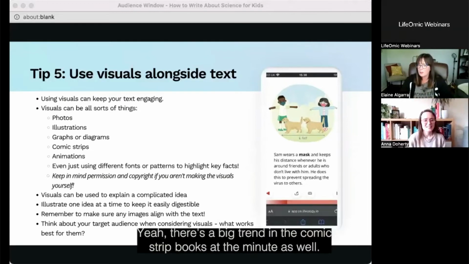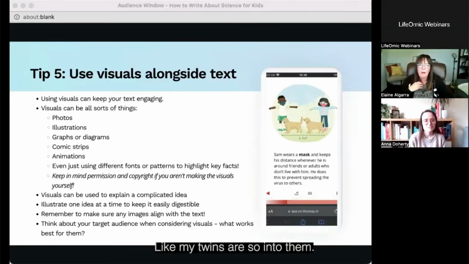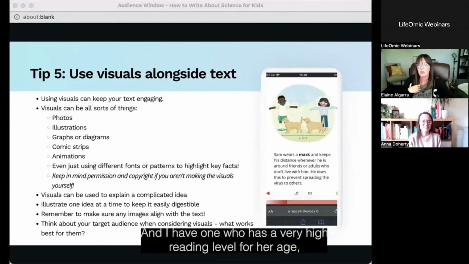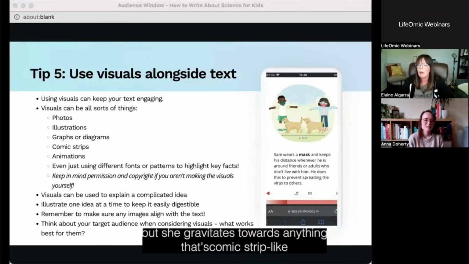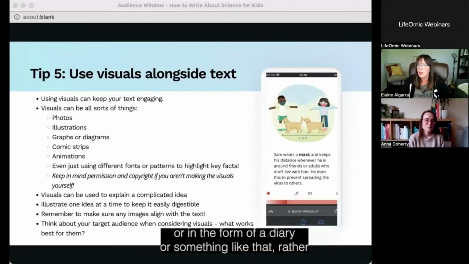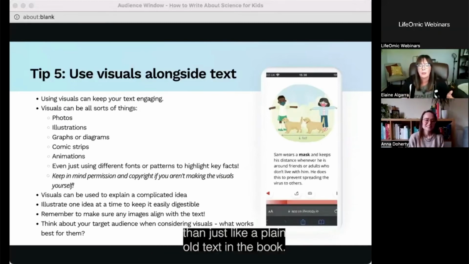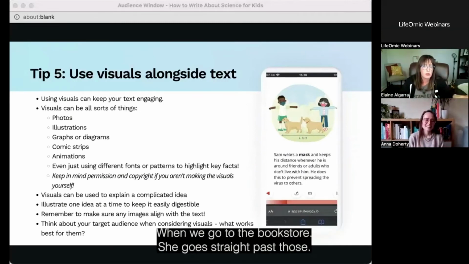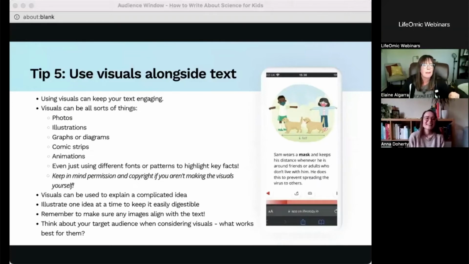Yeah, there's a big trend in comic strip books at the minute as well. My twins are so into them, and I have one who's at a very high reading level for her age, but she gravitates towards anything that's comic strip like, or in the format of a diary or something like that, rather than just a plain old text book. When we go to the bookstore, she goes straight past it.